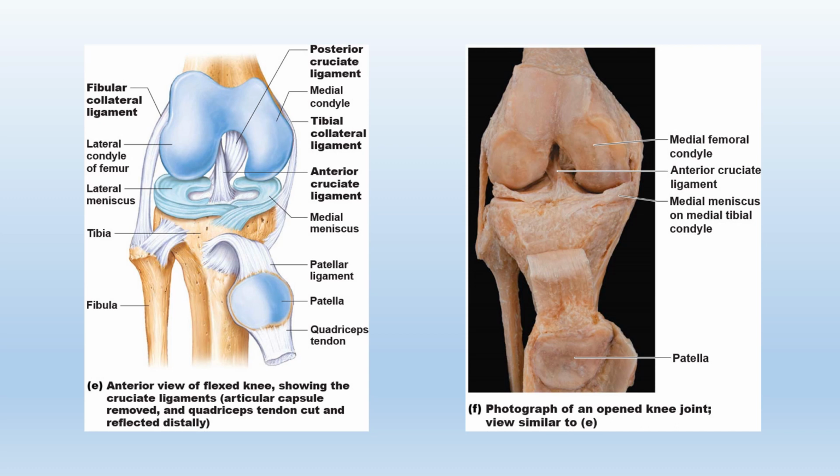Here we have the patella reflected, so we are able to get a view inside of the knee joint. Again, the ACL will attach to the anterior tibia, and the PCL will be attached to the posterior tibia. The lateral collateral ligament is about the width of a pencil. It's very cord-like. It attaches the fibula to the femur. The medial or the tibial collateral ligament is much more broad, and it will attach the tibia to the femur.